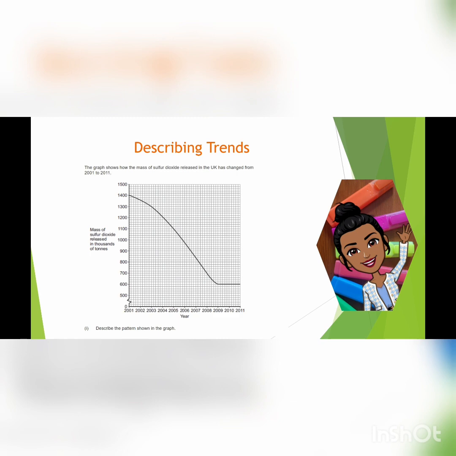Let's look at an example of describing trends. Look at this graph, and I would like you to try and see if you can identify the trend. This graph is showing how the mass of sulfur dioxide released in the UK has changed from 2001 to 2011. Be careful, this has a mixture of trends, a decreasing trend and then a remain constant trend. So what I'd like you to do is have a go at describing the pattern shown in the graph. You can pause the video here.